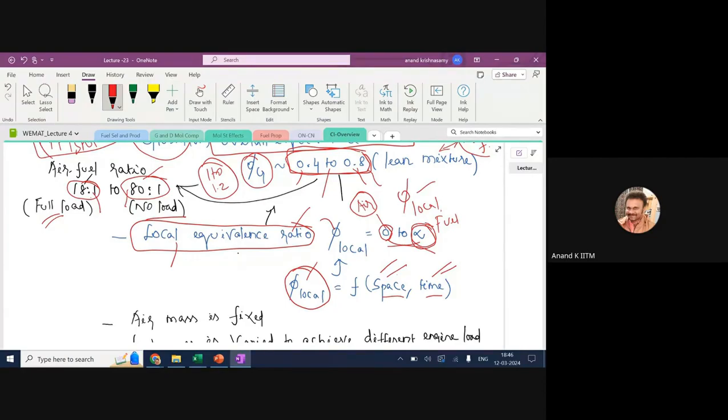You have to ensure that you have sufficient excess air available in the cylinder. Otherwise, you will have a problem of very high smoke or soot emission from the diesel engine. Okay, so the overall global value, max value, is fixed based on the consideration of minimizing the soot particles emitted from the diesel engine. Okay, so that is how it works. You have these two values you have to deal with, global and local value. Clear?